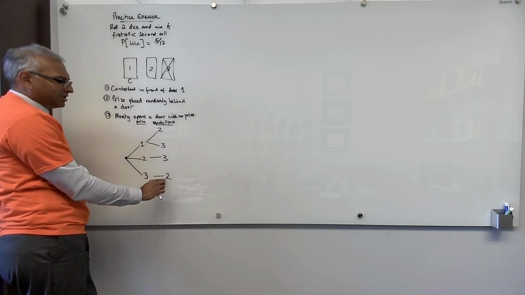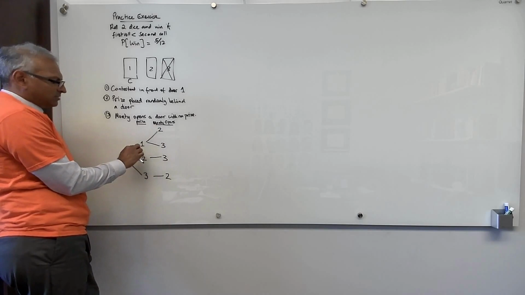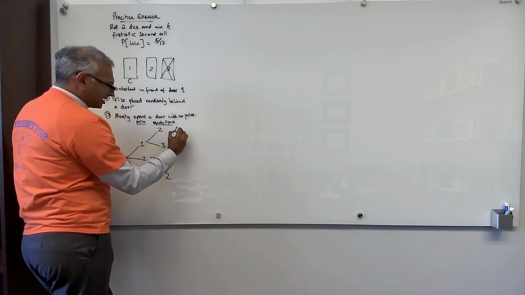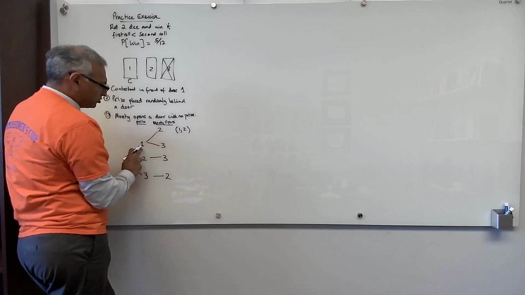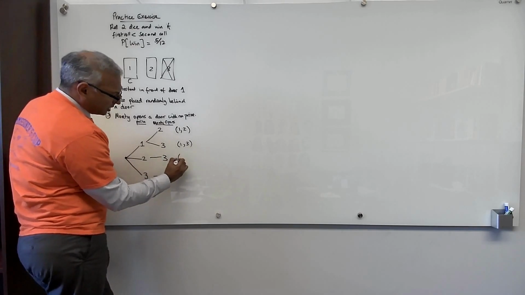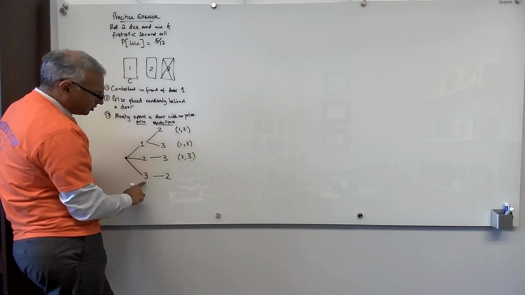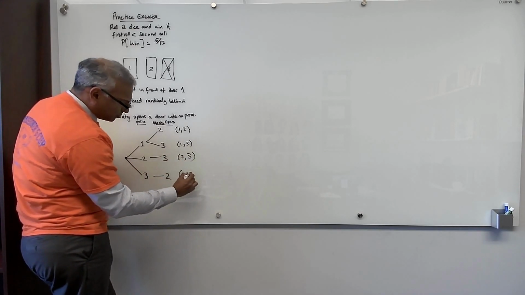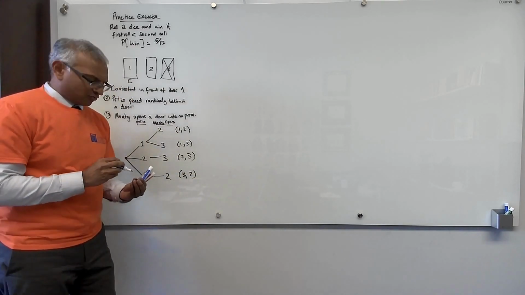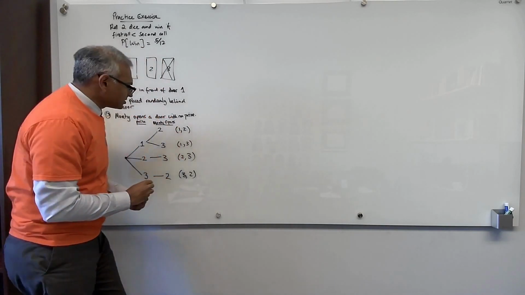Now we can label these leaves, these final outcomes, as: prize behind door 1, Monty opens door 2. So we can label this 1, 2. Behind door 1, open door 3: 1, 3. Behind door 2, open door 3: 2, 3. Behind door 3, open door 2: 3, 2. Okay, so these are the possible outcomes. And if we asked you to compute the number of possible outcomes, there are 4.